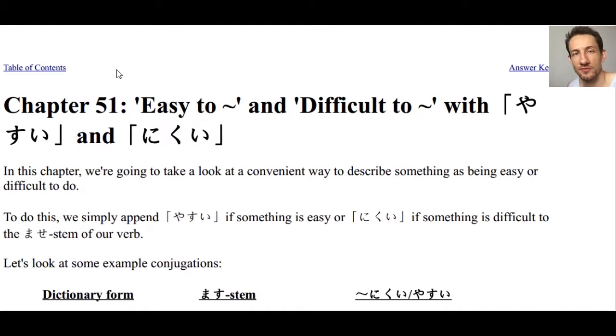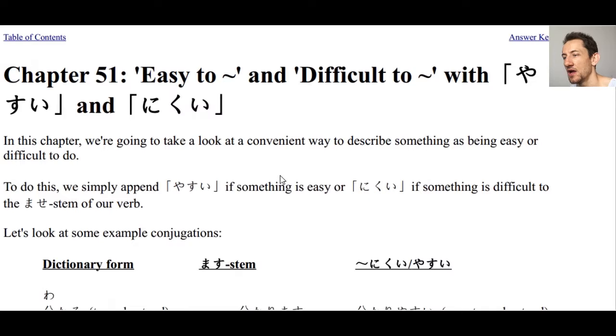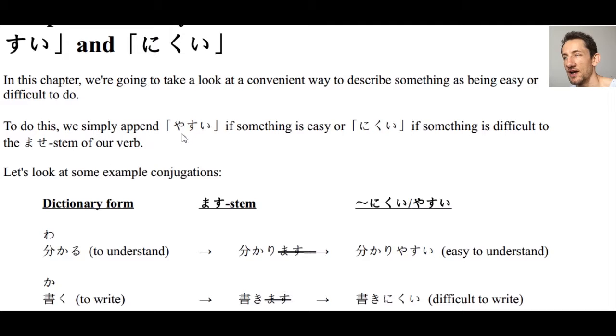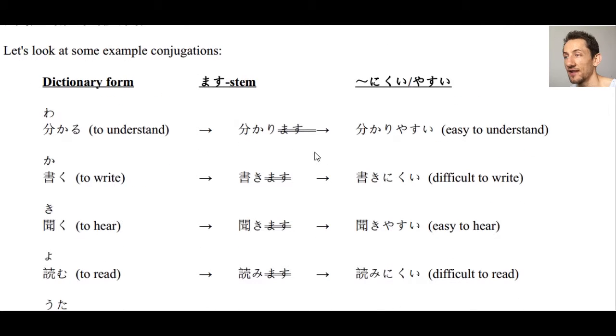In today's video, we're going to be looking at chapter 51 of my textbook, where we are going to learn how to describe something as being easy or difficult to do with yasui and nikui, respectively. Using this structure is quite simple. All we have to do is append yasui or nikui to the mas stem of our verb. And we'll take a look at some examples right now to help illustrate.